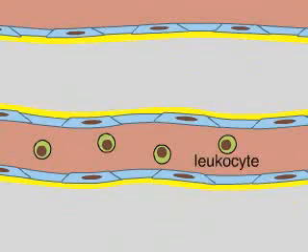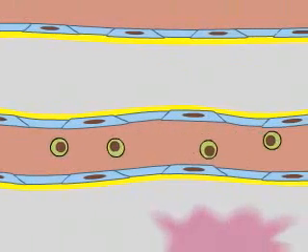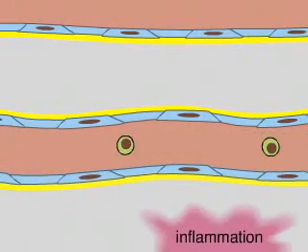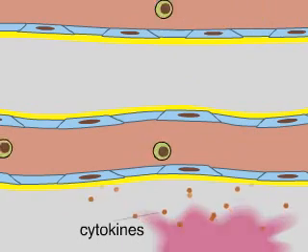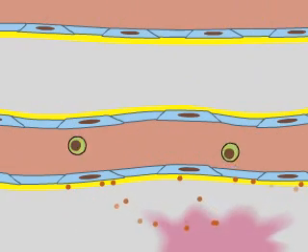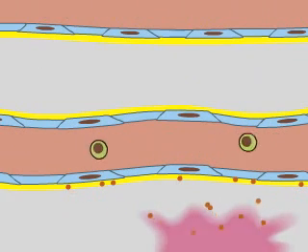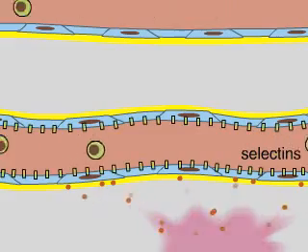Leukocytes are white blood cells that help fight infection. At sites of injury, infection, or inflammation, cytokines are released and stimulate endothelial cells that line adjacent blood vessels. The endothelial cells then express surface proteins called selectins.